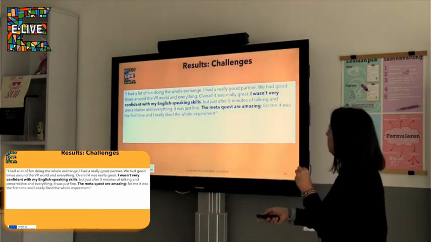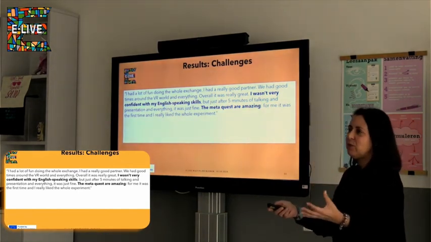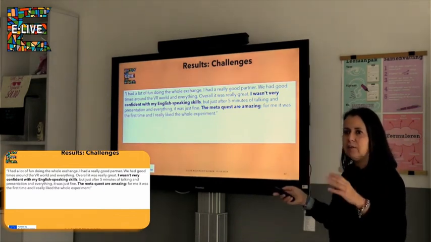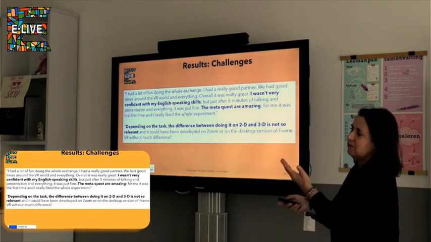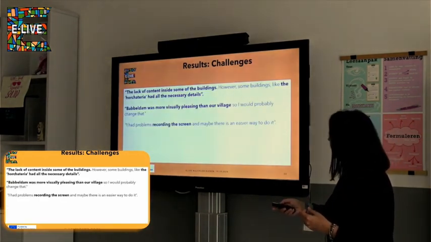I wasn't very confident with my English speaking skills, said one of the students, but he said that after just 5 minutes, he was concentrating on the task and on communicating, and he forgot about his lack of self-confidence. And they all liked 3D better than 2D and the MetaQuest. So I'm going to go around.